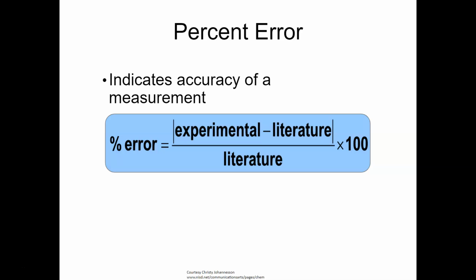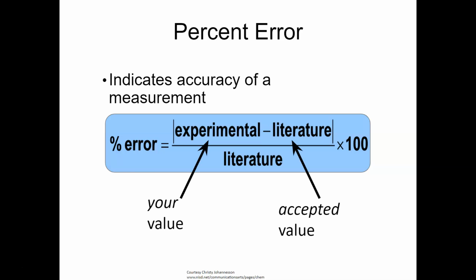Percent error, on the other hand, is an indication of accuracy as well. And what it does is it compares the experimental value, which is your value, to the literature value, which is called the accepted value. Sometimes you will see experimental minus accepted. That's kind of what I use, but it's the same thing. Literature, accepted, whatever. That is the accepted value for the value of the thing that you're supposed to be measuring. So your value is experimental. We subtract it from the accepted value.